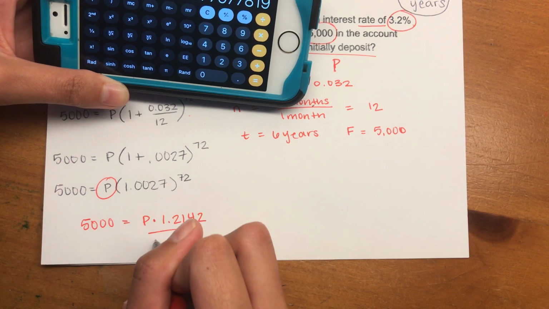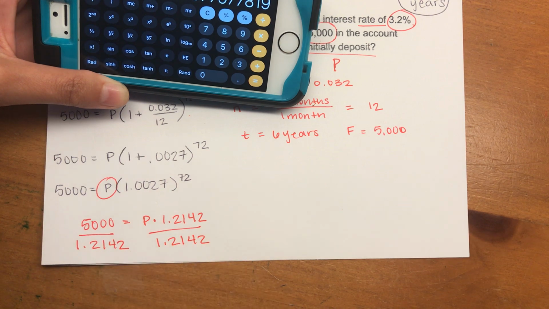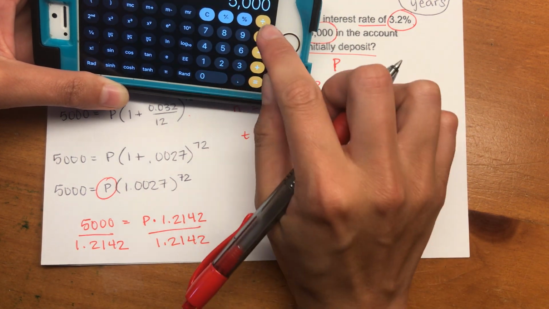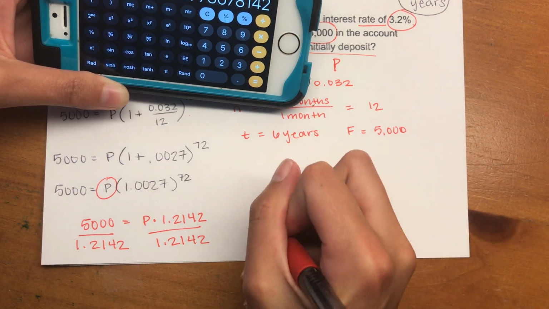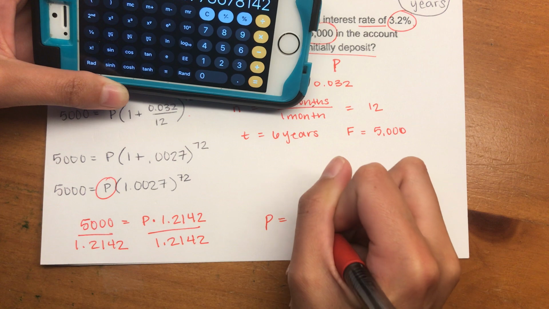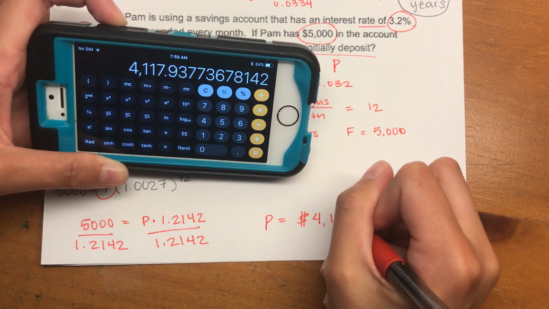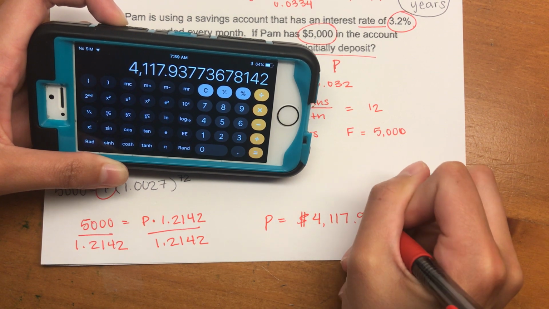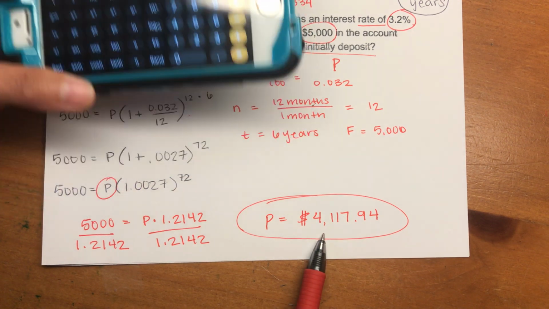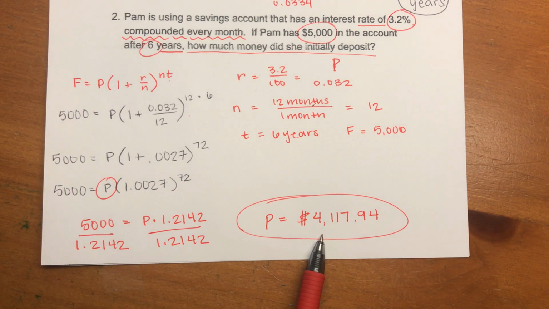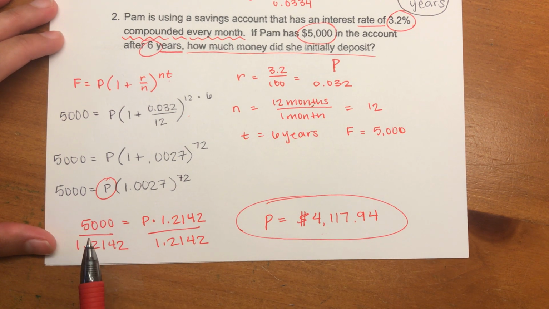I want to isolate my variable. So I'm going to do 5,000 divided by 1.2142. And I get that P equals $4,117.94. So this is how much money Pam initially deposited into her savings account. And then after 6 years, she had $5,000.